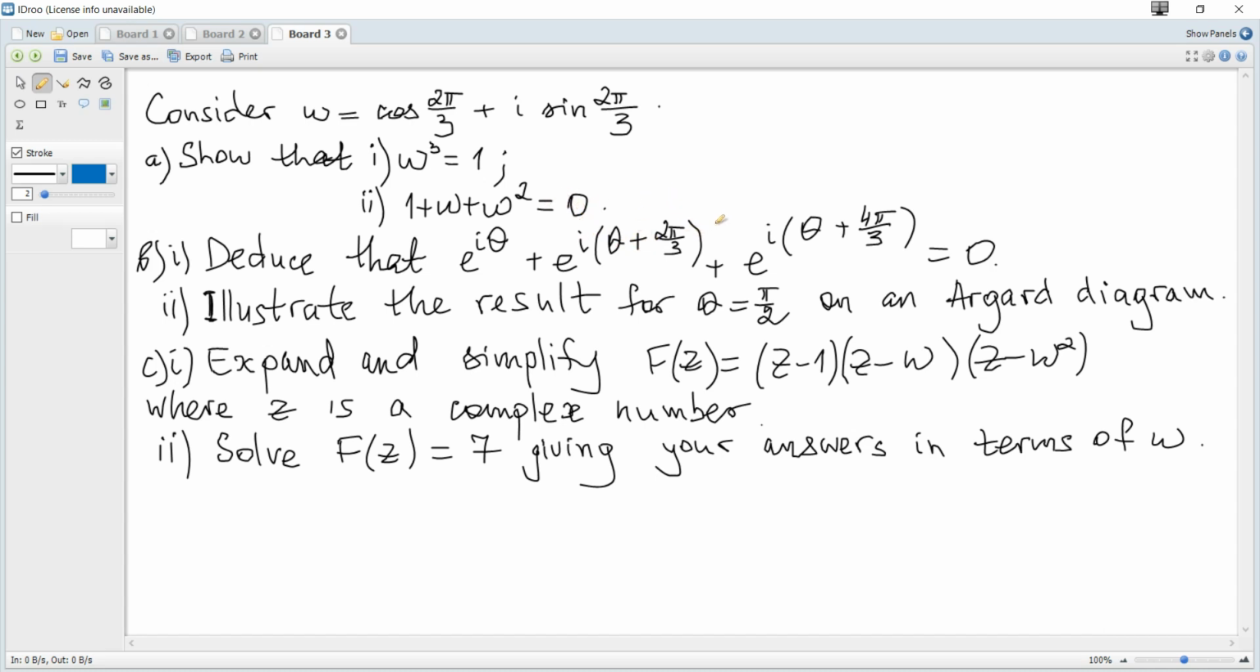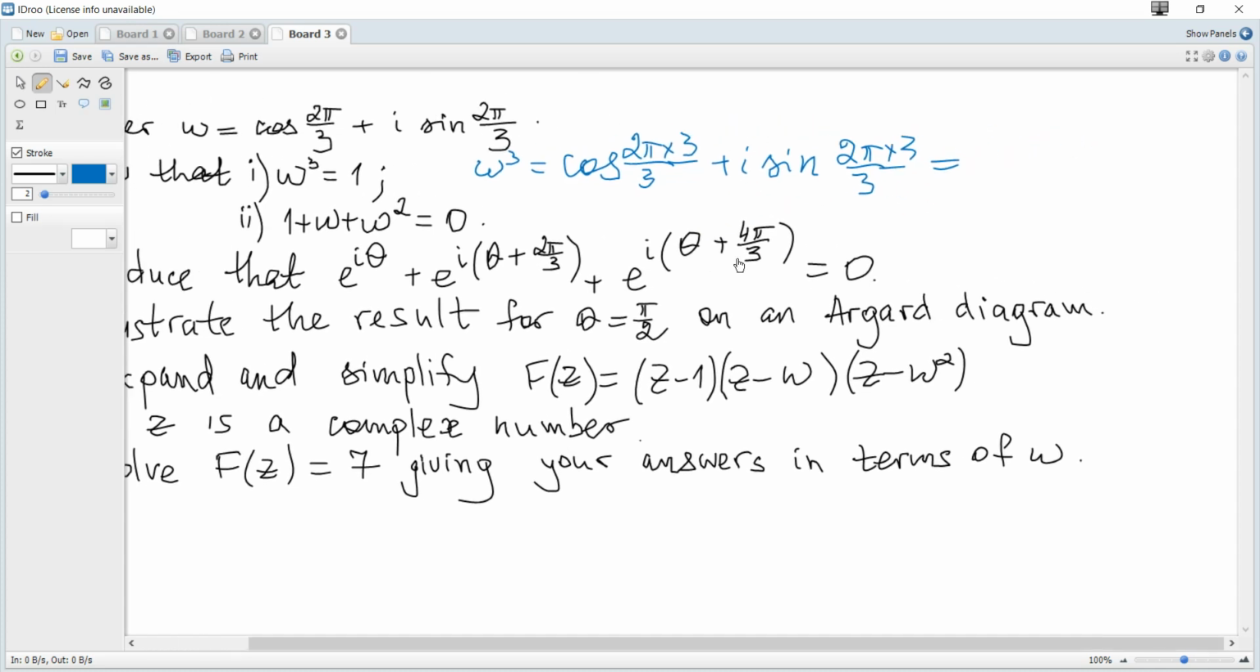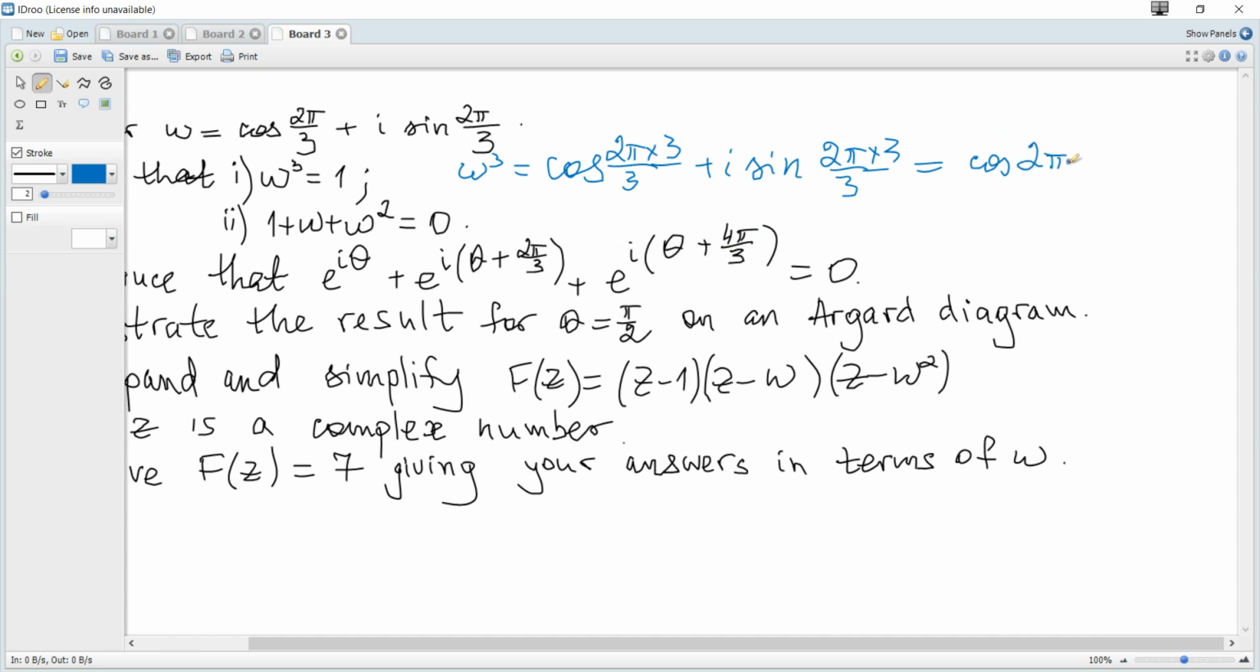To find omega cubed, we can apply de Moivre's theorem, and it says that omega cubed is, the formula is given in the data booklet, cosine of 2 pi over 3 multiplied by 3, because it is cubed, plus i sine of 2 pi over 3 also multiplied by 3. It is equal to cosine of 2 pi plus i sine of 2 pi, and cosine of 2 pi is 1, plus i times 0, so it's just 1, as required.